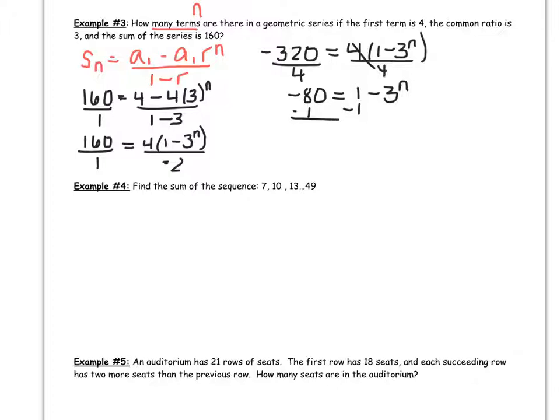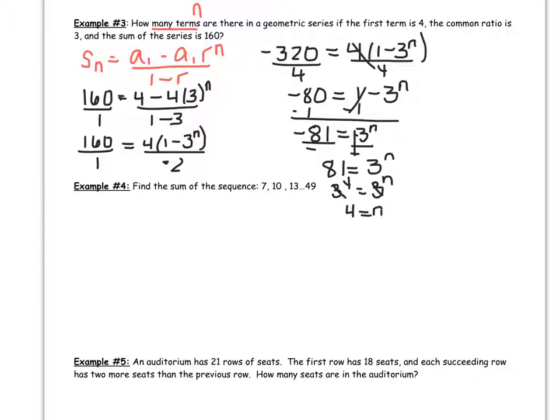Subtract 1. Negative 81 equals negative 3 to the n. Divide by a negative. So 81 is equal to 3 to what power? So you could actually just do common bases here. If you know that 3 to the 4th equals 81, then cross off the bases, and 4 is equal to n.